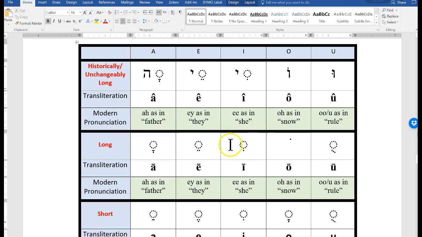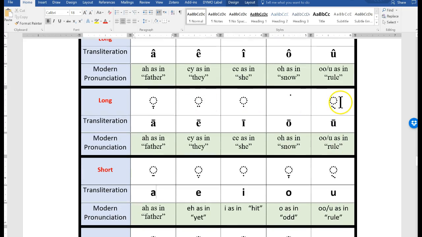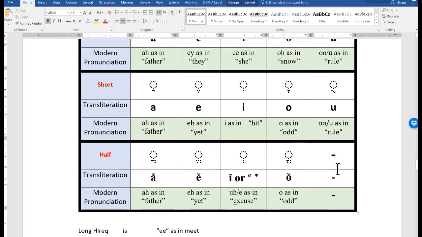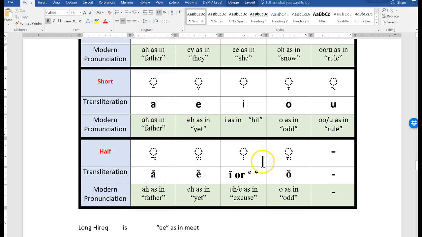This is defectively written: Holam, Qibbuts. Don't worry about writing these two. The short vowels: Patach, Segol, Hireq, Qamets Hatuf, and the short U, Qibbuts there, and then the half vowels.